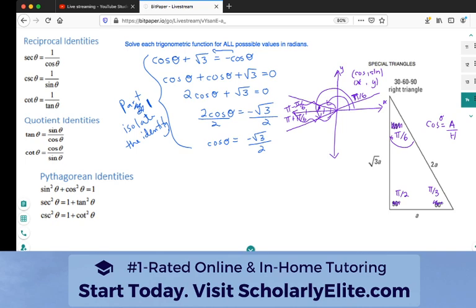So let's go ahead and do that. The two answers here are going to be pi minus pi by 6 and pi plus pi by 6. What's really important to remember is that you can make this have a common denominator.